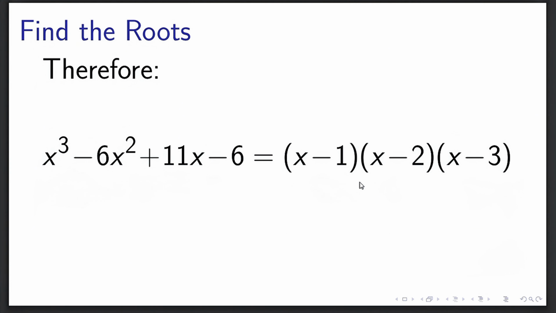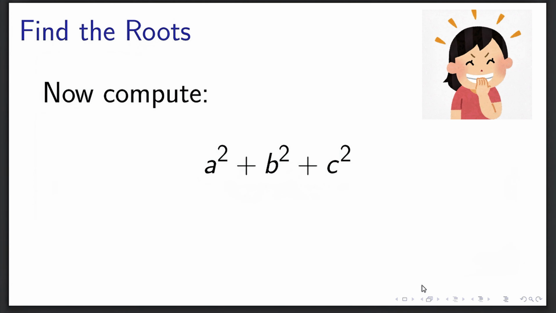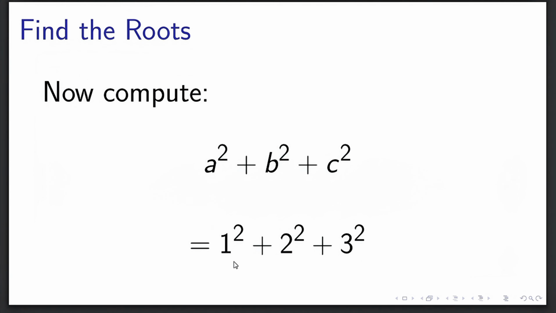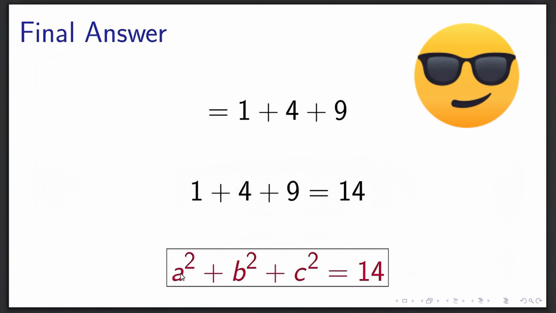This means we have three roots, and the values of these roots are a is equal to 1, b is equal to 2 and c is equal to 3. And now we are going to find the value of a square plus b square plus c square. All I need to do is just substitute the values. When I substitute, I will get 1 square plus 2 square plus 3 square. We know that 1 square is 1 and 2 square is 4 and 3 square is 9. When we simplify this, we are going to get 14. This means the value of a square plus b square plus c square will be equal to 14.